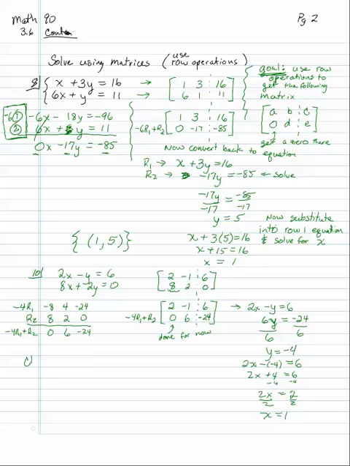And again, we can check first before we write the solution. So we're saying it's 1, negative 4. So 2 times 1 minus negative 4, does that equal 6? So 2 plus 4 is 6. Yes. 8 times 1 plus 2 times negative 4, does that equal 0? So 8 plus negative 8, check. Okay, so our solution is the point 1, negative 4.